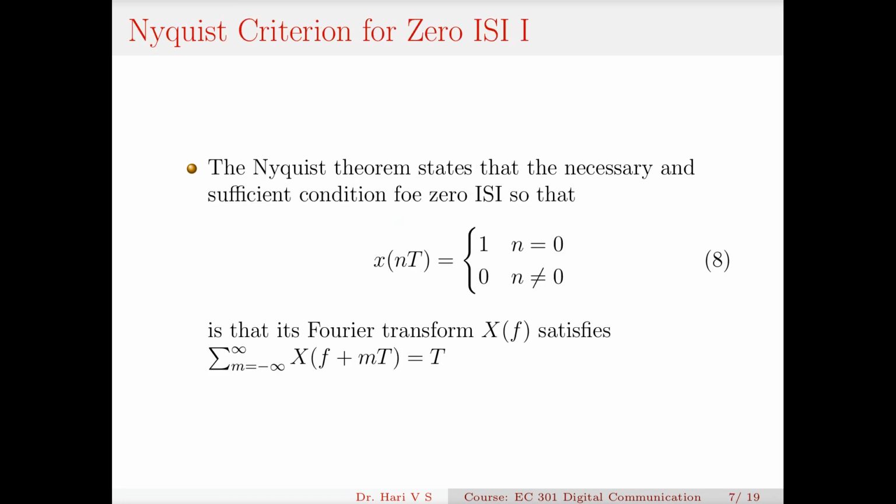Now you don't want ISI, so there are two ways in which you can control or minimize ISI. One is you try to minimize ISI with proper pulse shapes, like you design your g(t), h(t), etc. in such a way that you minimize ISI.